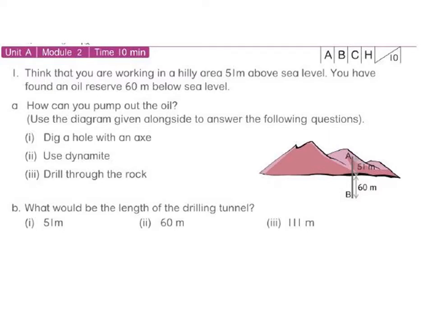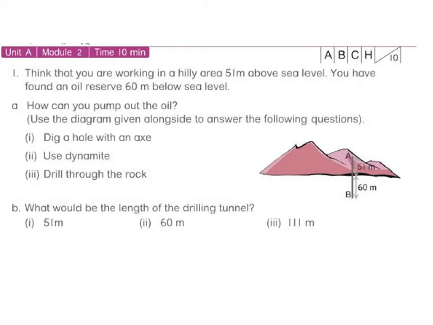So the first question that we are going to discuss today is this: think that you are walking in a hilly area 51 meter above sea level. Look at the diagram on the right hand side. You are in position A, which is 51 meter above sea level. You have found an oil reserve 60 meter below sea level. That is, the oil is at point B, that is 60 meter below the sea level.